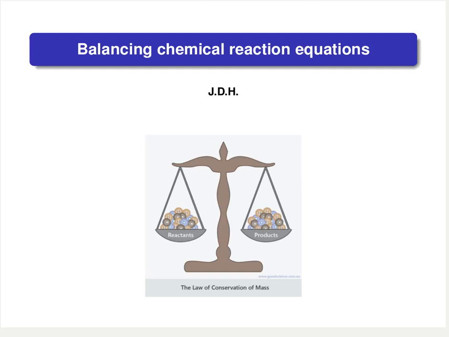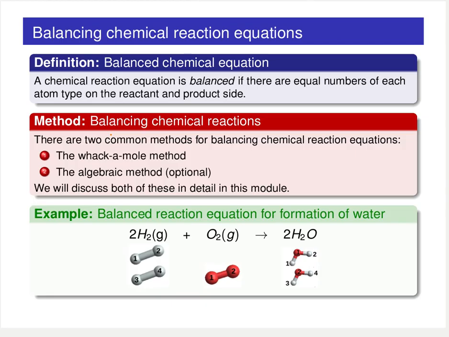Hey guys, in this video we are going to explore the concept of balancing chemical reaction equations. So to start things off, let's introduce a quick definition here. The definition of a balanced chemical reaction equation is a chemical reaction equation where you have equal numbers of each type of atom on both the reactant and product side, right?